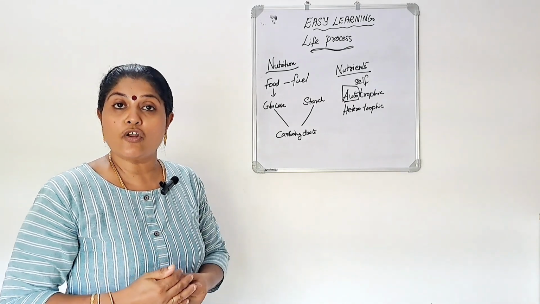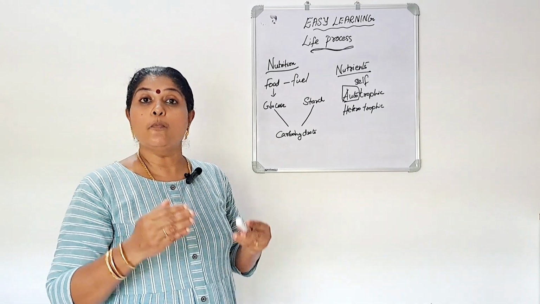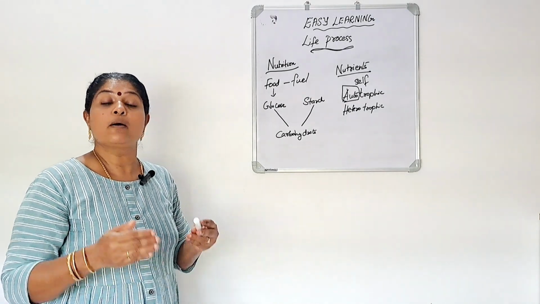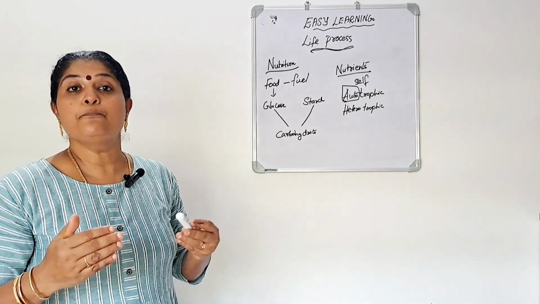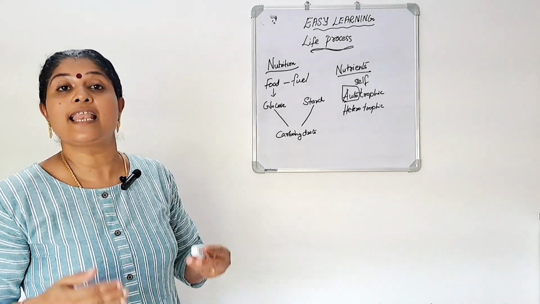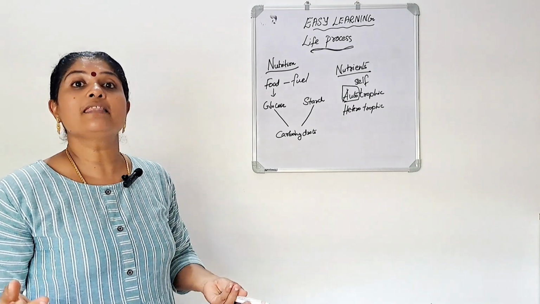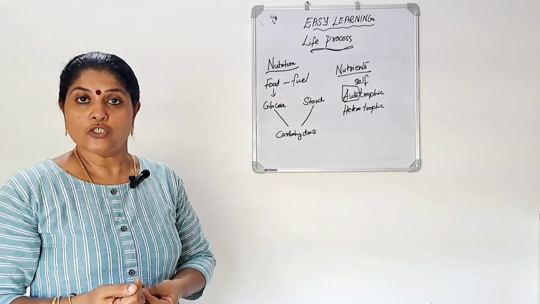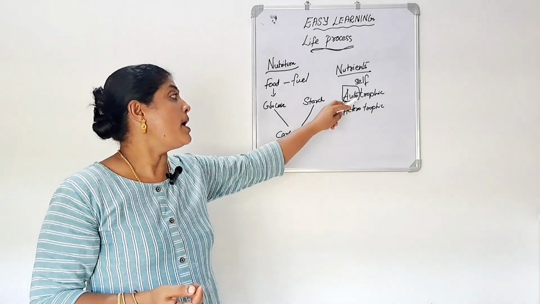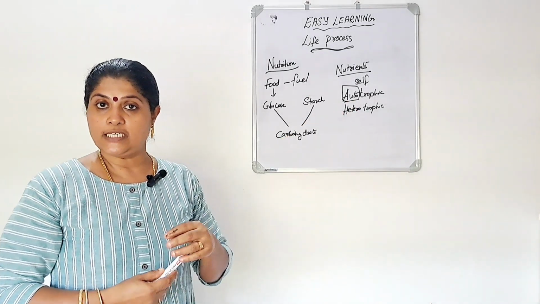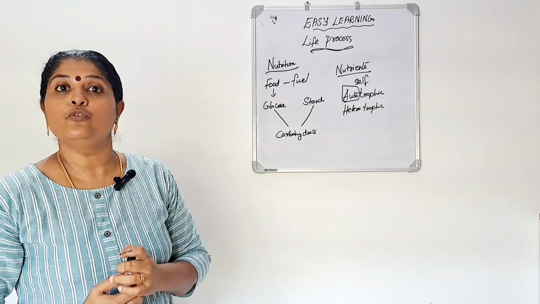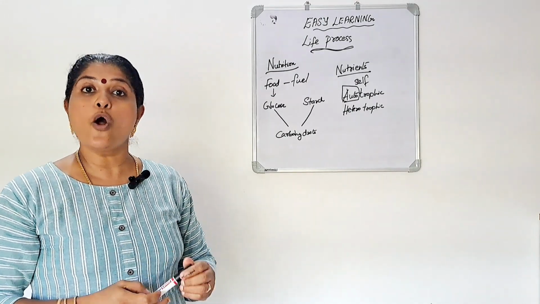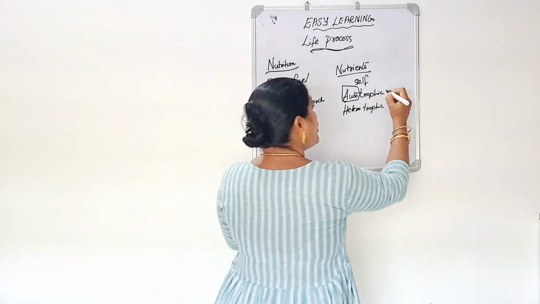So, what is meant by autotrophic nutrition? The mode of nutrition in which the organisms prepare their own food from simple inorganic substances like carbon dioxide and water, and they produce the organic substance known as carbohydrate. So, that is meant by autotrophic mode of nutrition. So, those organisms which have the capacity to prepare their own food are known as autotrophs.